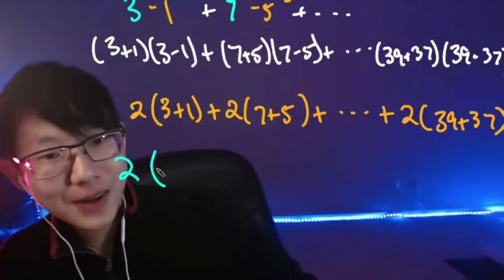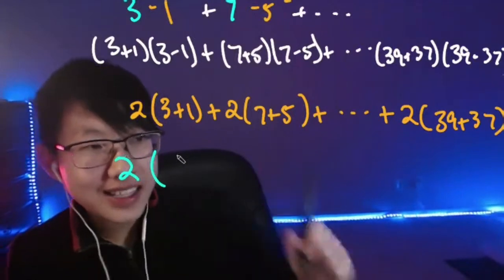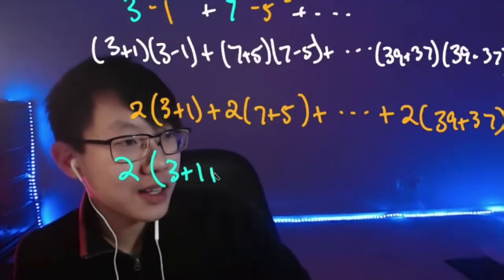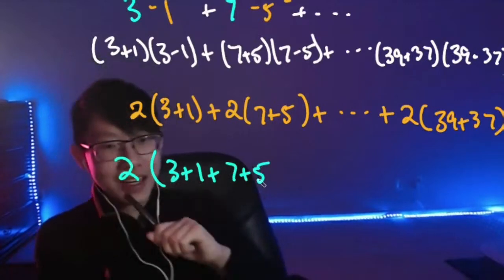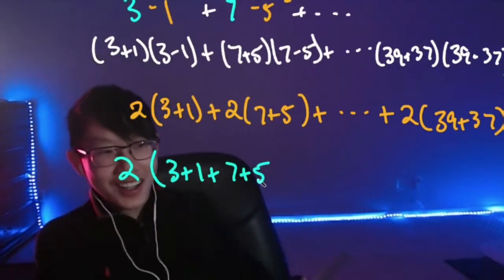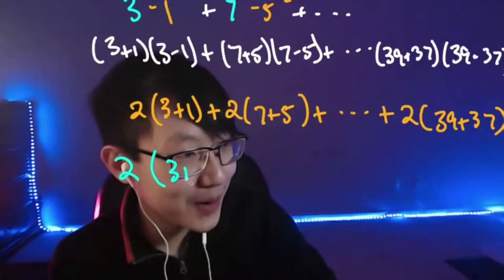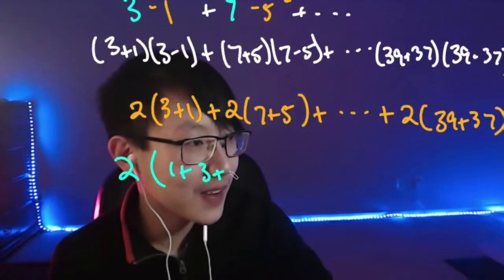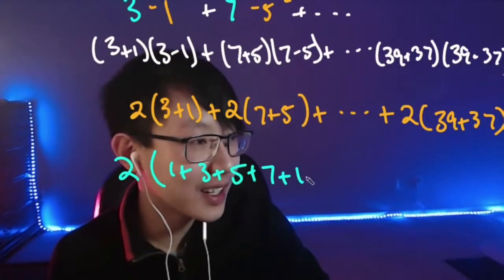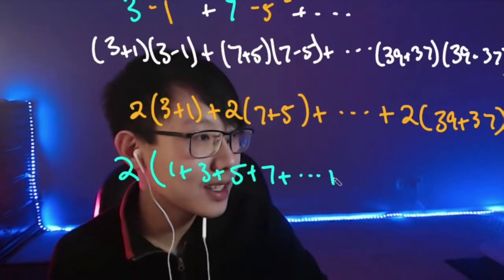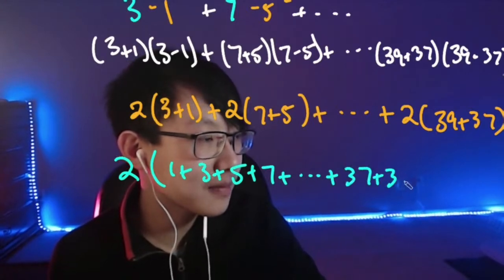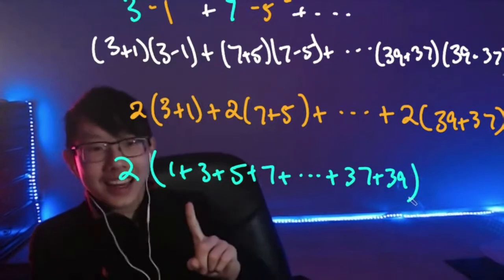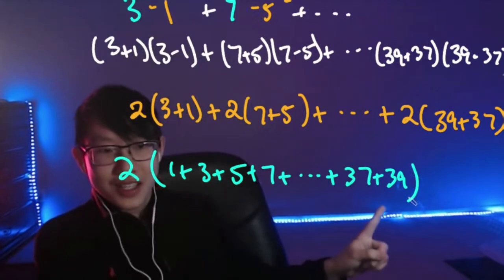So I'm going to factor out a 2. And now it's going to be what? 3 plus 1 plus 7 plus 5. But wait a minute, this is all the odd numbers. So I think it would make more sense for me to list them out as 1 plus 3 plus 5 plus 7, because this is just all the odd numbers. And then this goes all the way to plus 37 plus 39. Which means I'm just adding all the odd numbers up to 39.